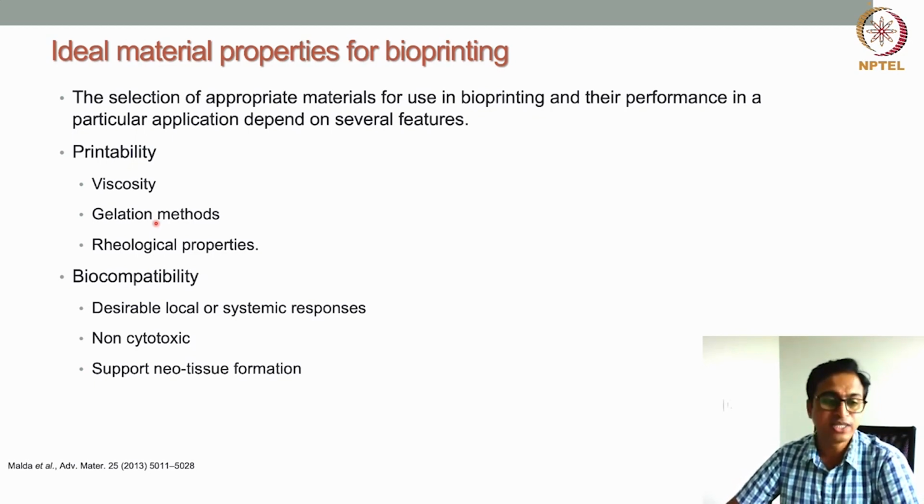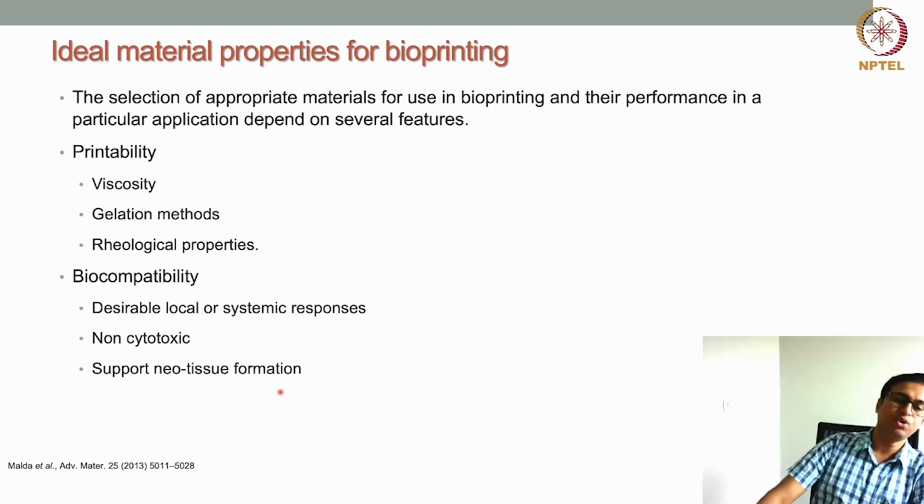If they degrade, their degradation products should not be toxic to the body, and they should allow cell attachment, cell proliferation, cell migration, all these things. Those are also very important. So basically, they should support new tissue formation. That means in case of tissue regeneration, the material should support new tissue formation. It should not obstruct or hamper the new tissue formation. It should support the new tissue formation.